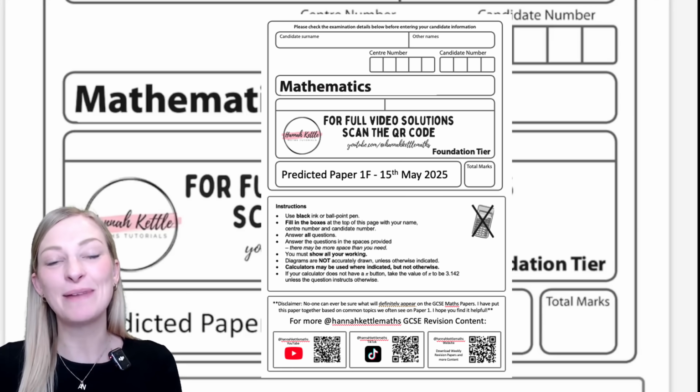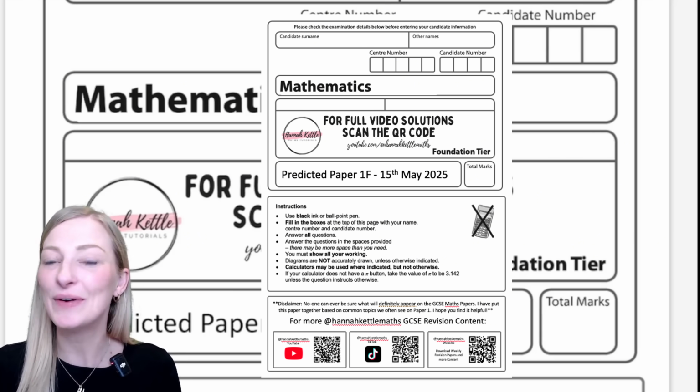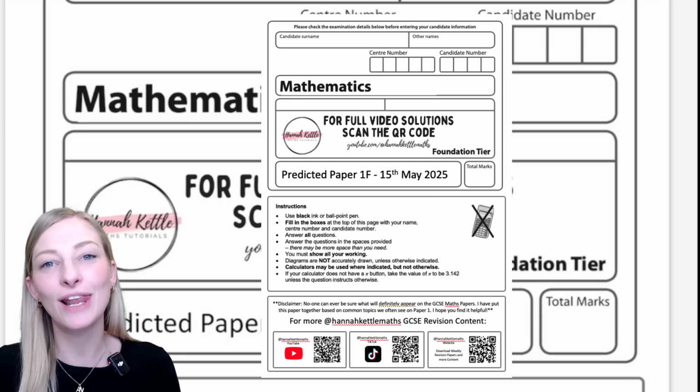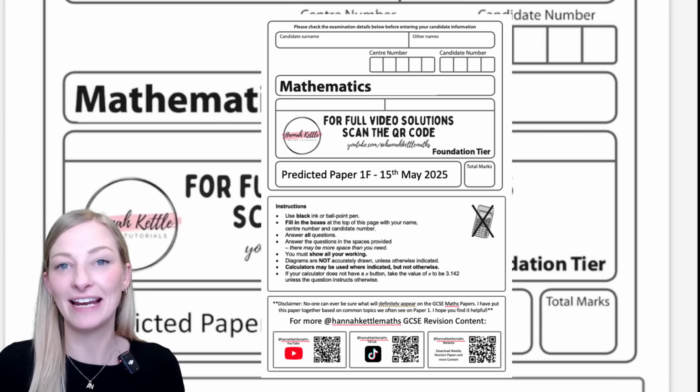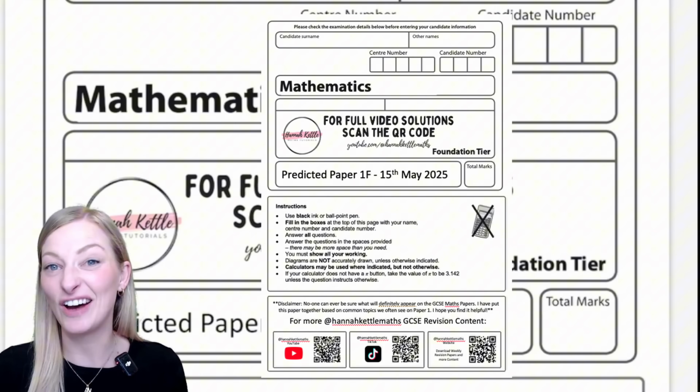This is the predicted paper that I have put together for 2025. It's for the non-calculator paper, specifically for Edexcel, and it's all the topics that I just think are likely to come up for the non-calculator paper, things that we normally see on this paper, with a few other topics mixed in. I really hope you enjoy it.